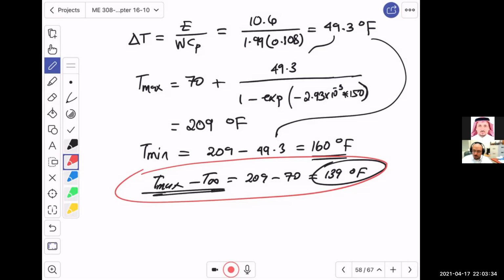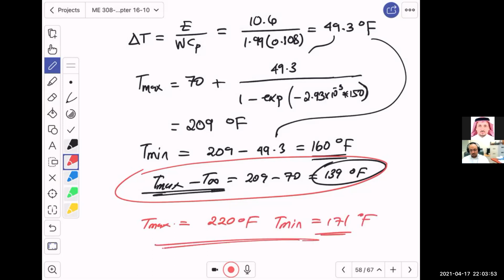So what happened? If you iterate until you get a convergent solution, you will end up with T maximum equal to 220, and T minimum equal to 171, of course, degrees Fahrenheit. So this is why from the beginning I told you that this is an iterative problem.